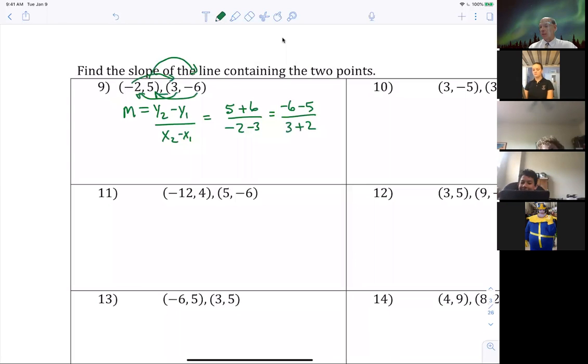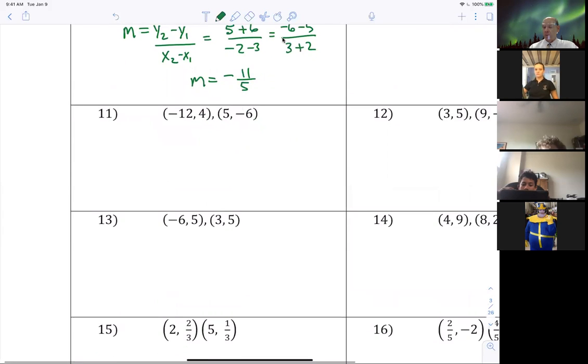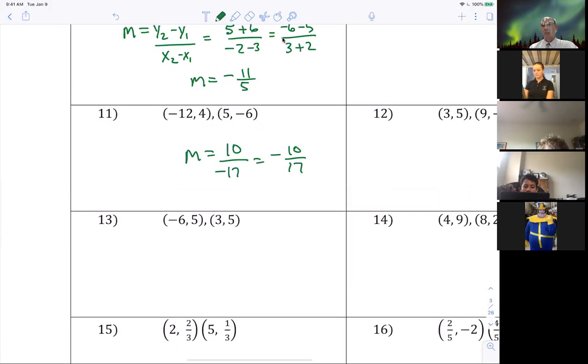Everybody good? So, of course, the slope is negative 11/5. Everybody happy? All right. Now, of course, I just want you to write M. M equals, let's do the mental math. 4 plus 6, 10 over negative 17. So negative 10/17. I told you, easy, right?